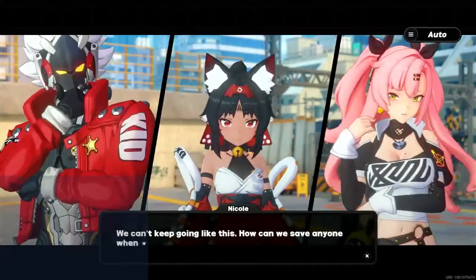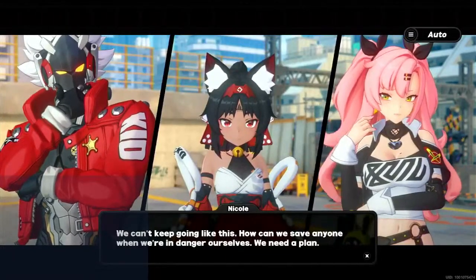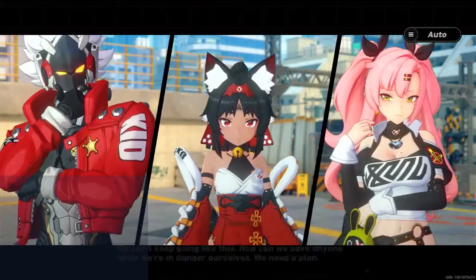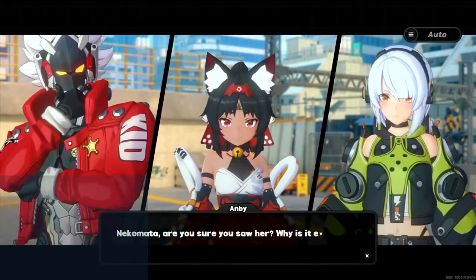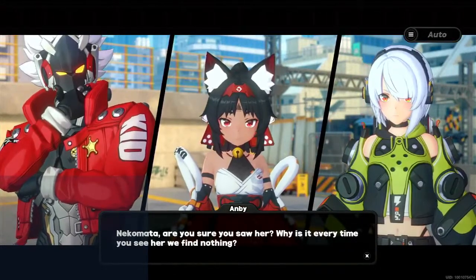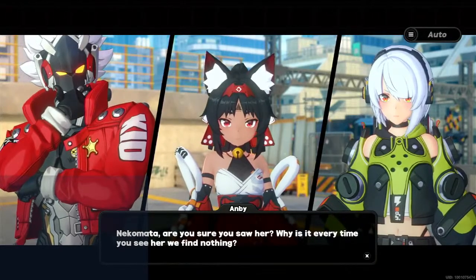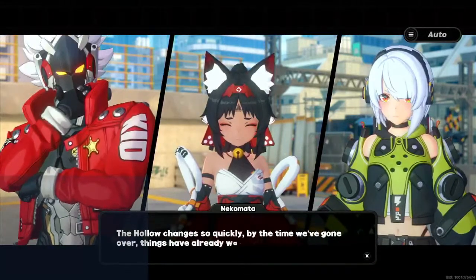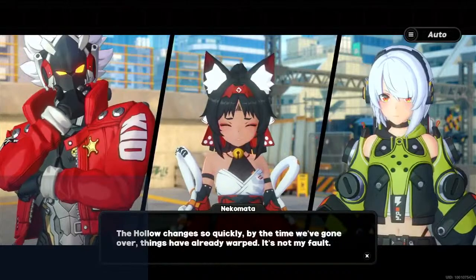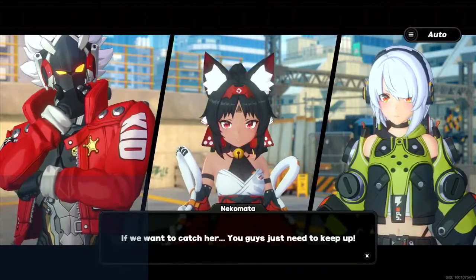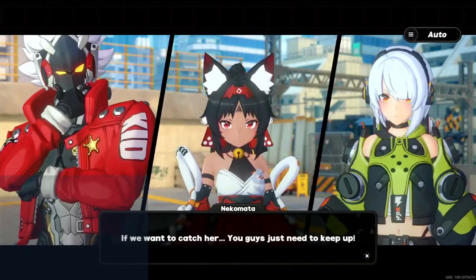We can't keep going like this. How can we save anyone when we're in danger ourselves? We need a plan. Nekomata, are you sure you saw her? Why is it every time you see her, we find nothing? The hollow changes so quickly. By the time we've gone over, things have already warped. It's not my fault. If we want to catch her, you guys just need to keep up.